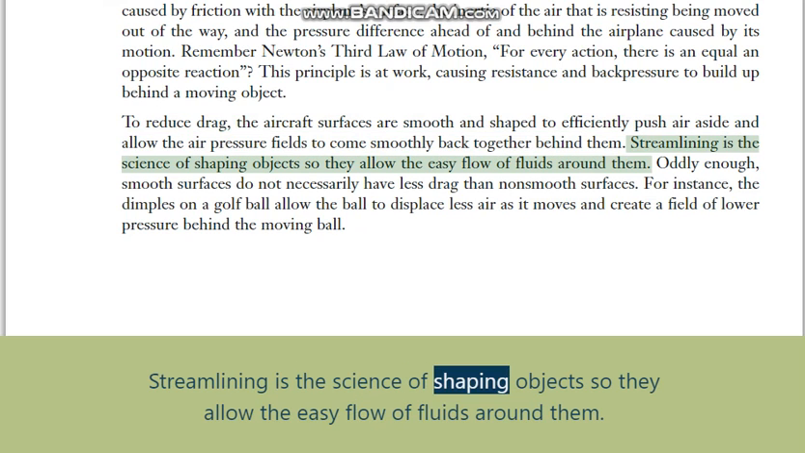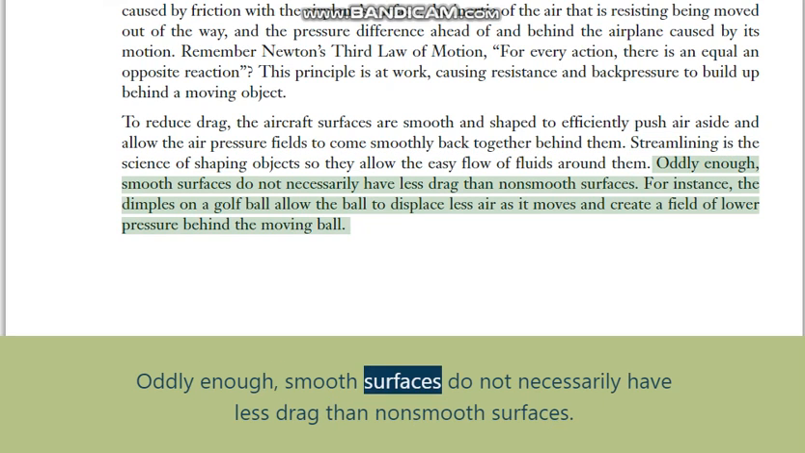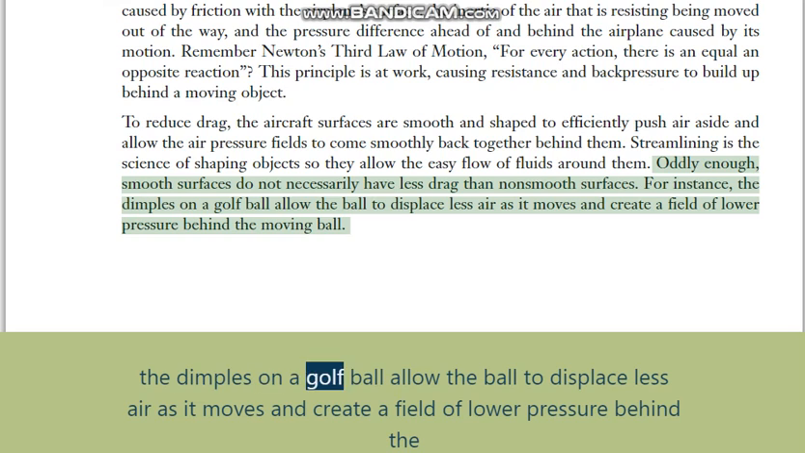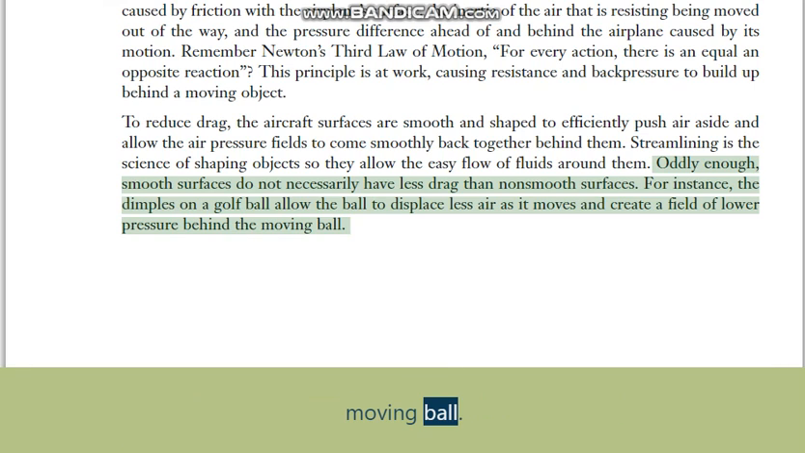Streamlining is the science of shaping objects so they allow the easy flow of fluids around them. Oddly enough, smooth surfaces do not necessarily have less drag than non-smooth surfaces. For instance, the dimples on a golf ball allow the ball to displace less air as it moves and create a field of lower pressure behind the moving ball.